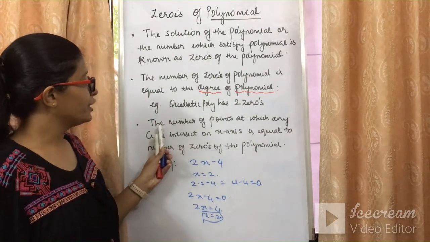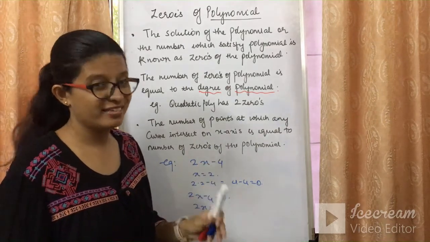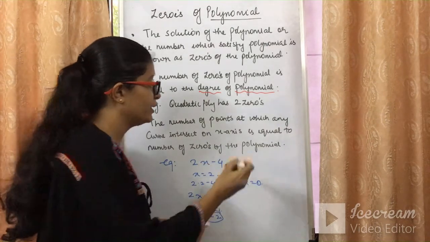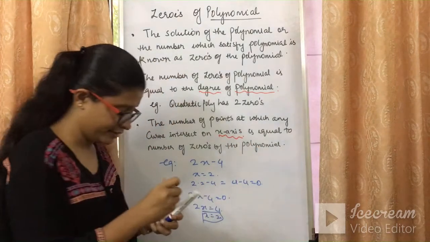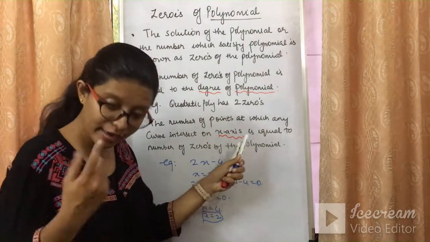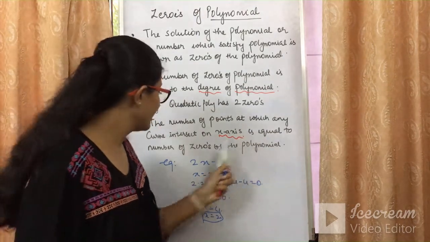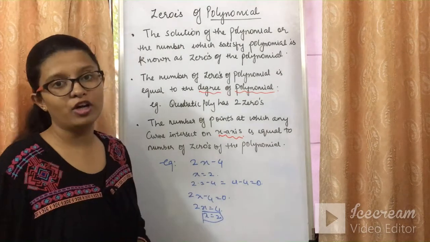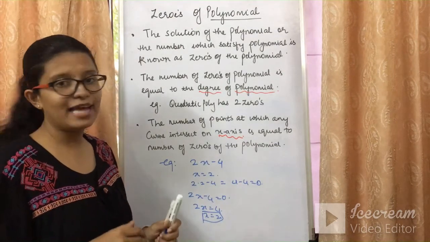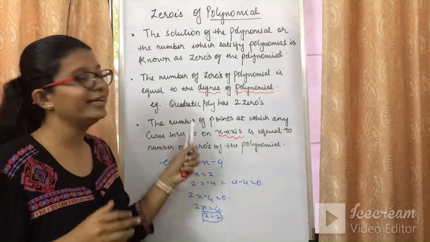So let's have a look over here: the number of points at which any curve intersects the x-axis, only the x-axis. I am particularly talking about only the x-axis. Curve जब intersect करेगा x-axis पर, the number of times the curve is going to intersect will give you the number of zeros of the polynomial. So let's have some examples over here. Let's see with the help of curves what this point actually means.